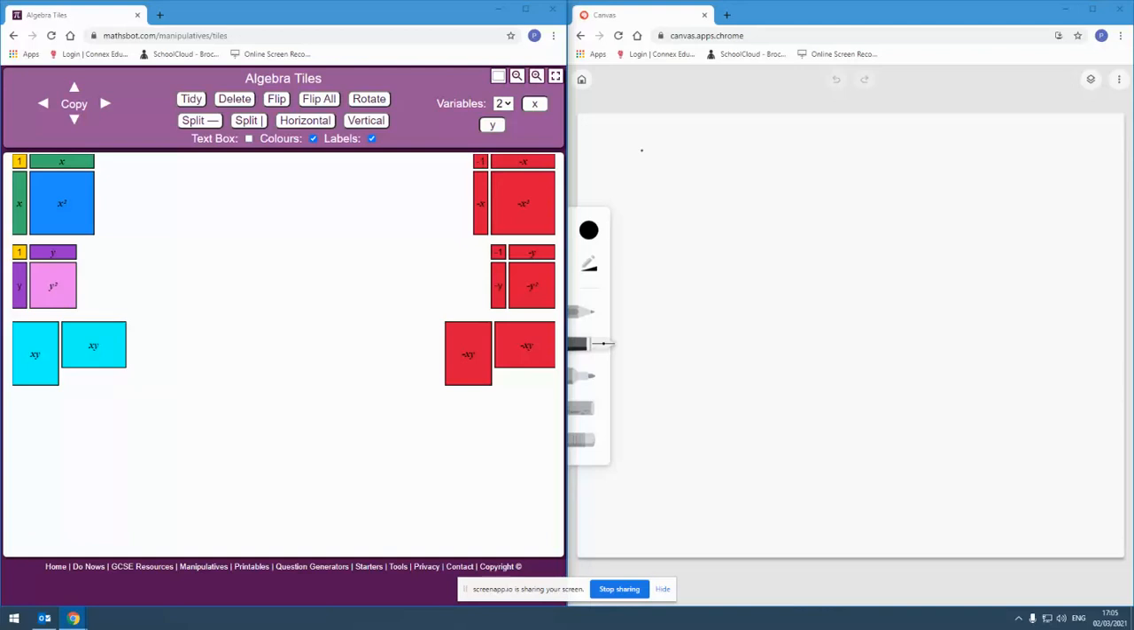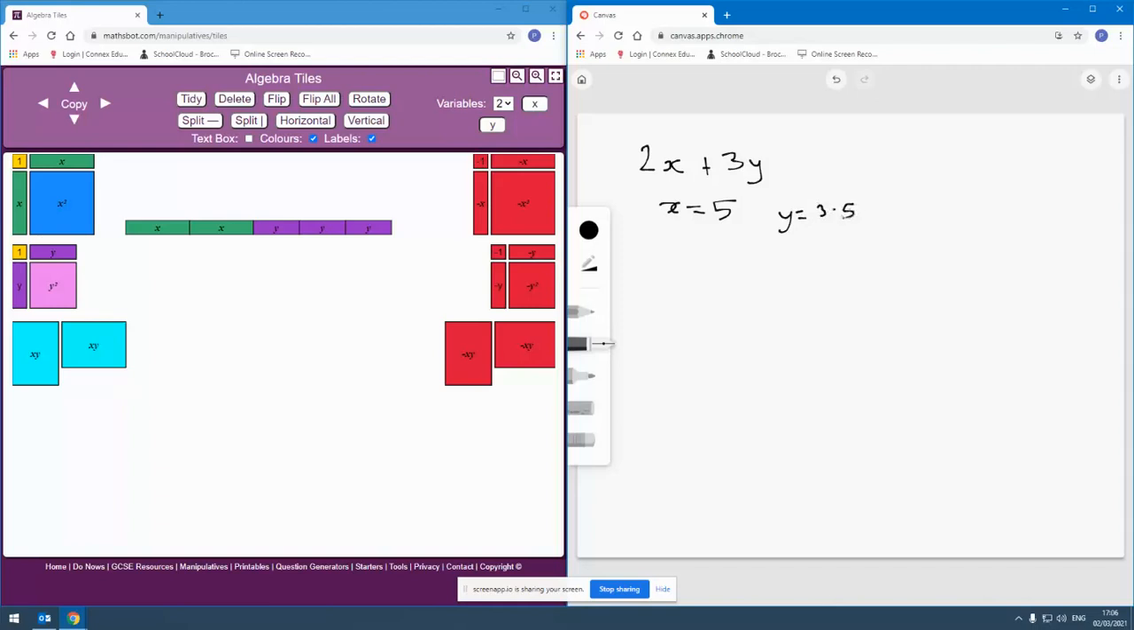Let's have a look at a relatively straightforward expression: 2x plus 3y. And so I'm going to build that expression. Here we go. 2x plus 3y. And then let's say I'm going to substitute values for that. I'm going to substitute the value that x equals 5 and y equals, let's go with 3.5, because why not?